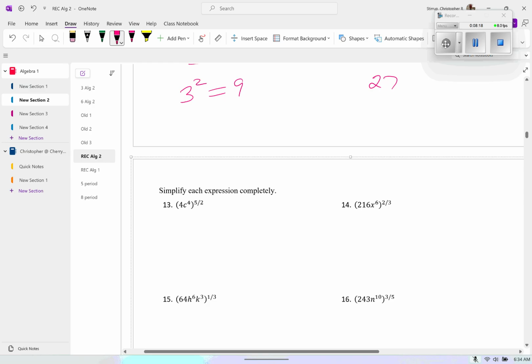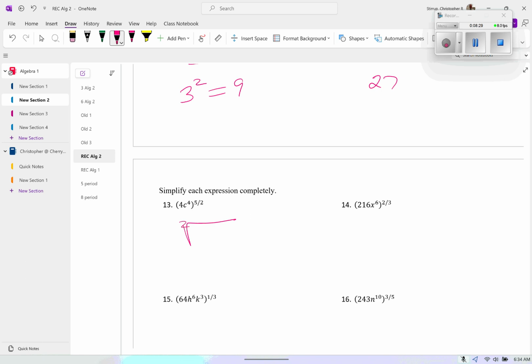Number 13, we're going to simplify as best we can. So let's see. So I can make this the square root of 4c to the 4th raised to the 5th. Then I could take the square root of this, which is going to give me 2c squared, and raise that to the 5th, which is 2 times 2 times 2 times 2 times 2, so it's 32c to the 10th. That was a little tricky.